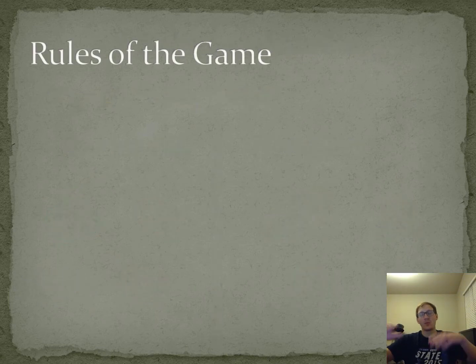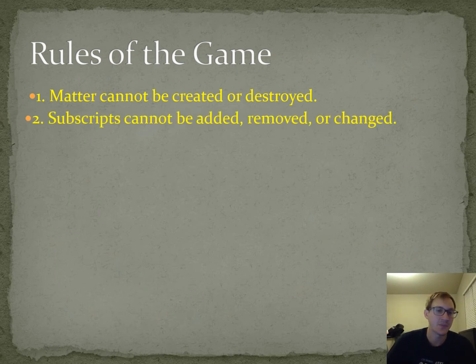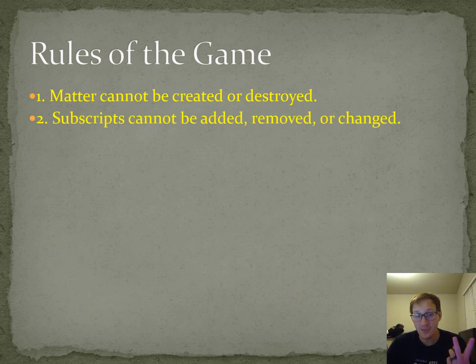All right, with anything like this, obviously there are rules that we have to abide by, things that we can do, things that we can't do. Number 1, matter cannot be created or destroyed. So that whole balancing thing is rule number 1, the most important thing that we need to be able to do to balance equations. Rule number 2, subscripts cannot be added, removed, or changed.